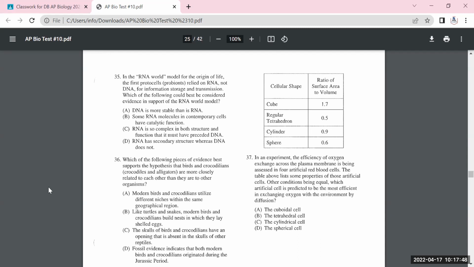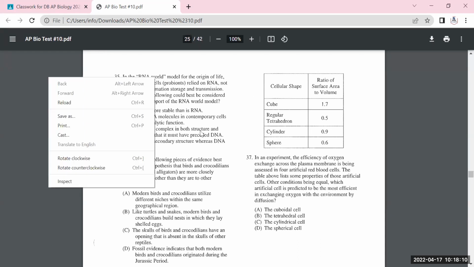In the RNA world, for the origin of life, the first protocells or protobionts relied on RNA, not DNA, for information storage and transmission. Which of the following could best be considered evidence in support of the RNA world molecule? So what supports this? Information storage. Okay, so let's see.